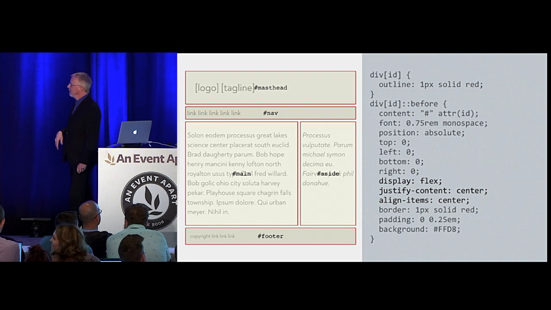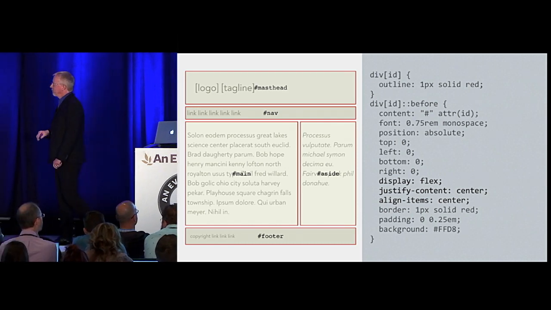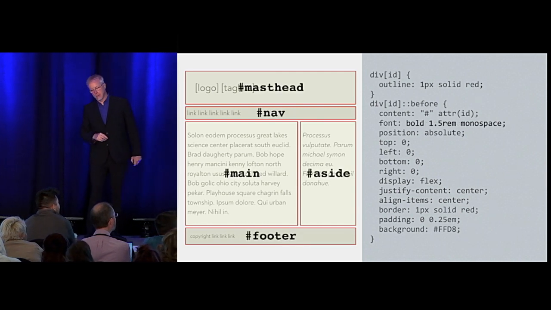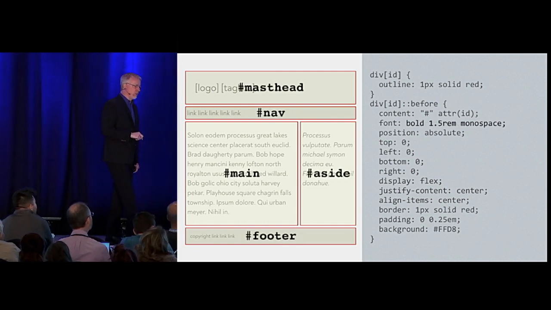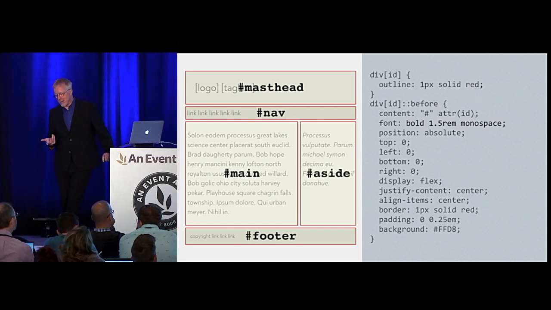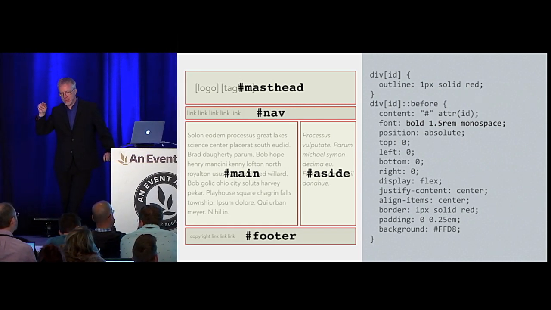But okay, so I threw those in the center, but now they're really hard to see, so I think I'm going to make them bigger. And now that I've done that, the whole monospace thing isn't necessarily working for me, and I don't know. I don't really need the octothorpes anymore.